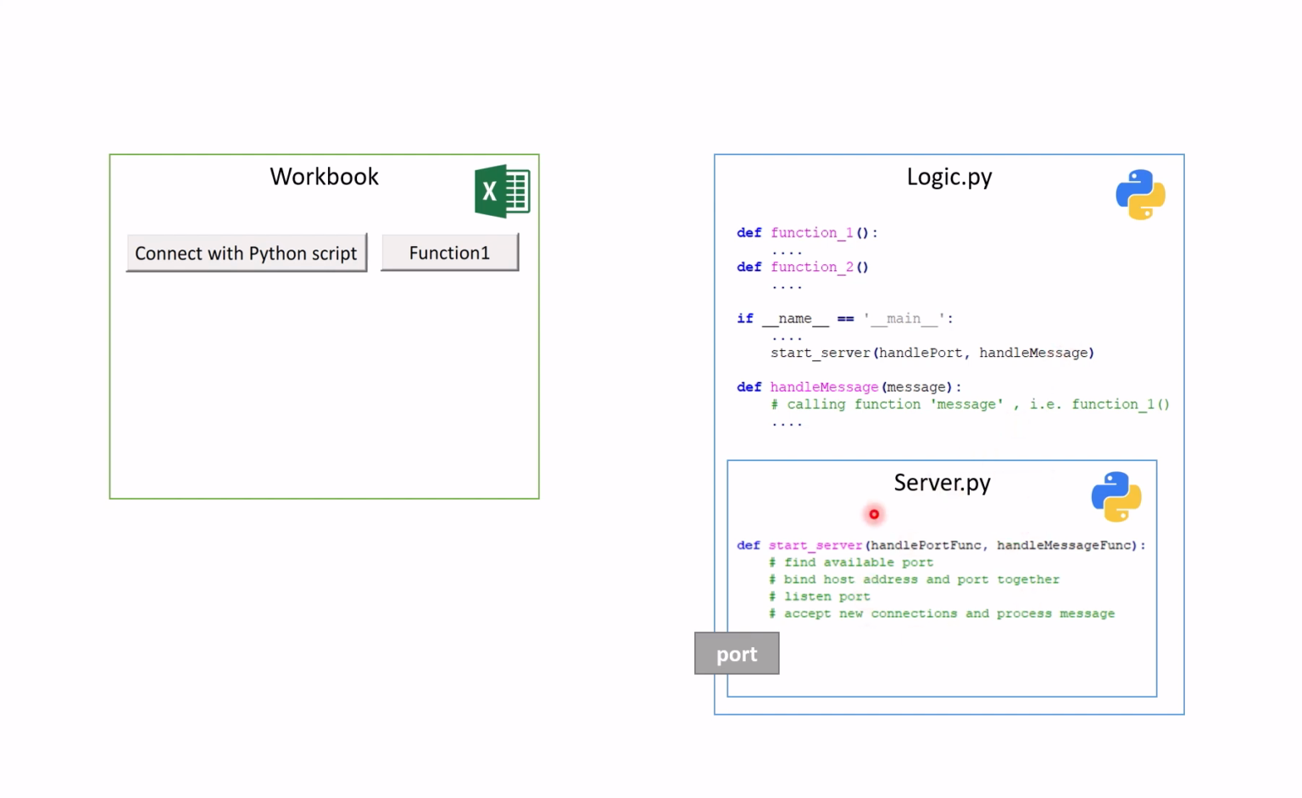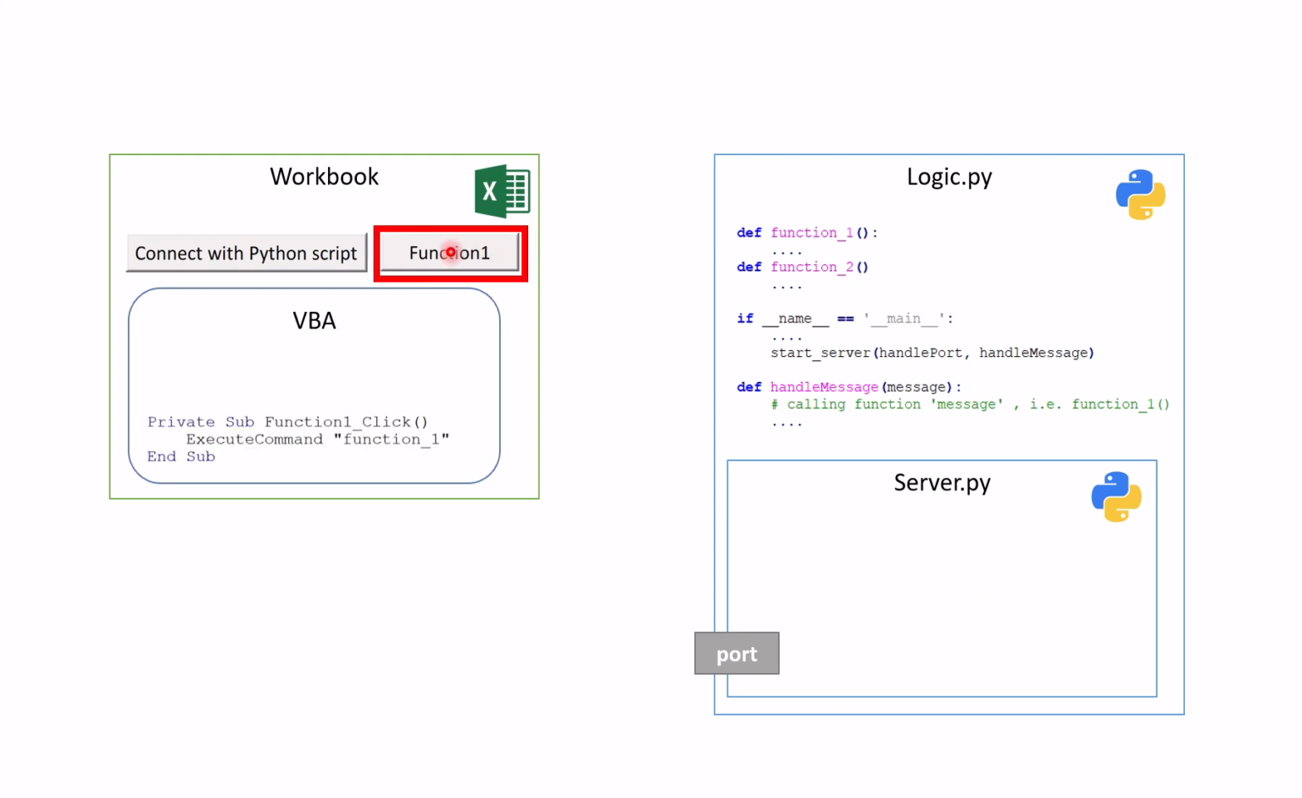This server.py code finds an available port, binds the host address and port together, then listens on the port and accepts new connections and processes messages. So by default, the server is listening to the port and waits for the command.